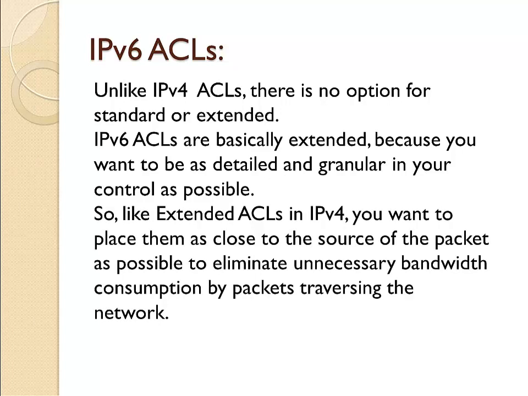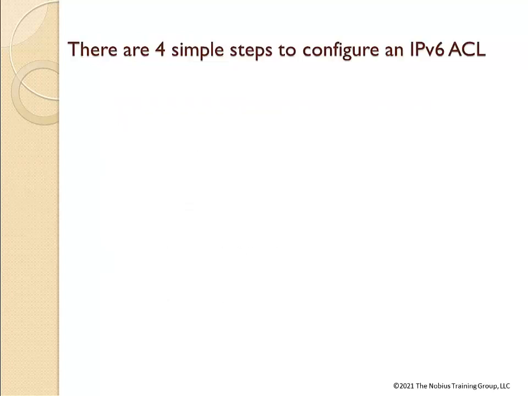So like extended ACLs in IPv4, you want to place them as close to the source of the packet as possible to eliminate unnecessary bandwidth consumption by packets traversing the network. There are four simple steps to configure an IPv6 ACL.